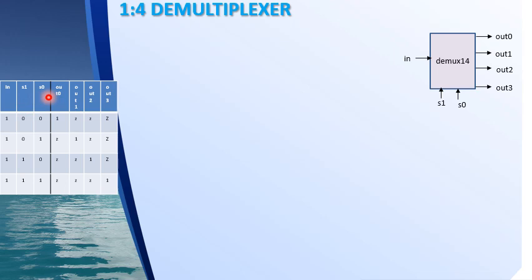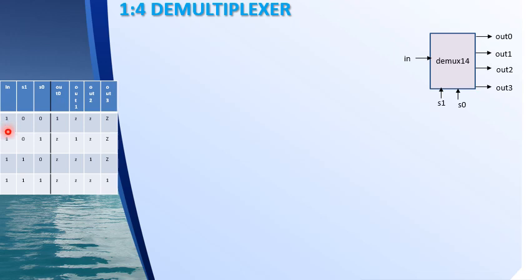The S1 and S0, that is the select lines, can take four different values 0 0, 0 1, 1 0 and 1 1. And depending on the select lines, that particular bit will be getting the input. So for easier demonstration, I have taken input as 1. Okay, it could be anything, 1 or 0.